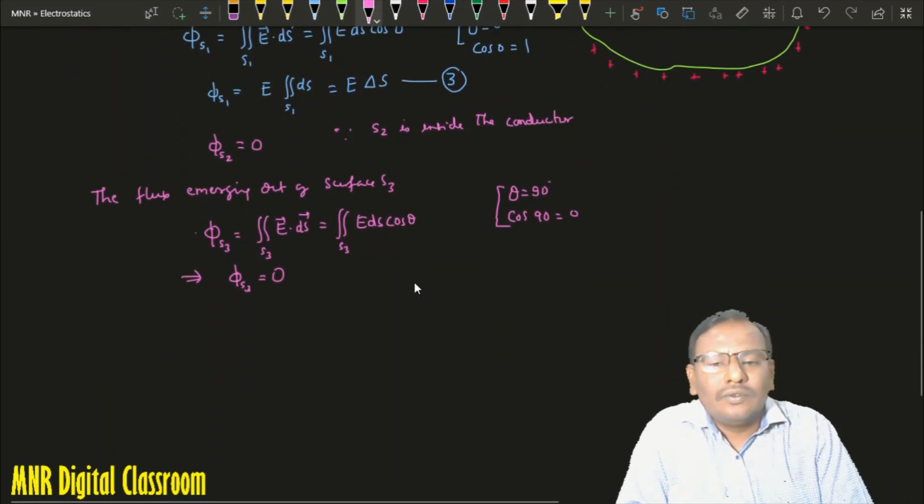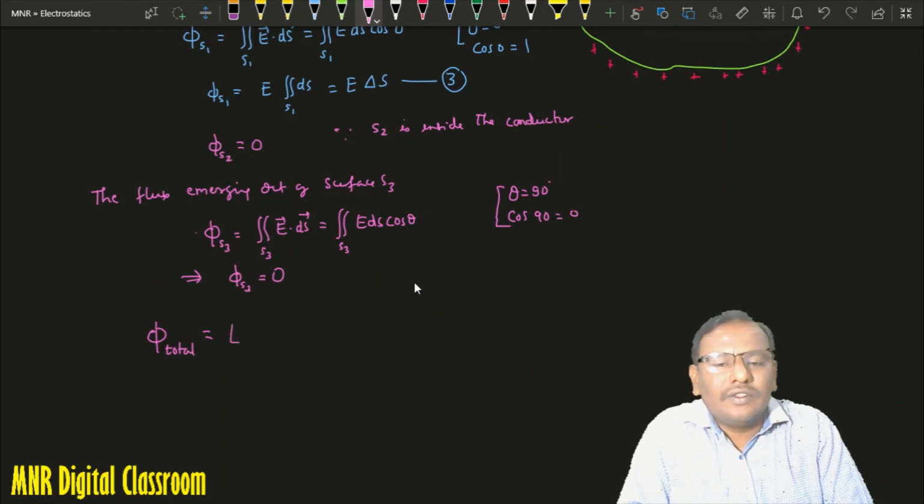Therefore, the total flux is equal to the flux through the first surface, E delta S, plus the flux through the second surface, which is 0, plus the flux through the third surface, which is 0. So this is equal to E delta S. Call this equation 4.